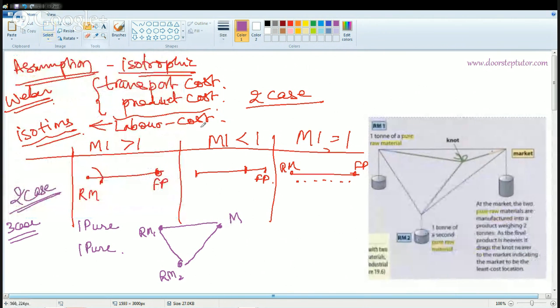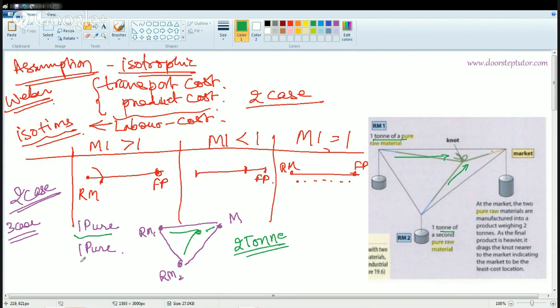Now, since both of them are pure, I have 1 ton of material here and 1 ton of material here. So initially they are 1 ton. When they combine, they become 2 tons. So the weight of the finished product is 2 tons as compared to the raw material. So here is 1 ton weight, 1 ton weight, and this is 2 ton weight. So this would try to attract it towards the market. So my location would be closer to the market, at an intermediate position.